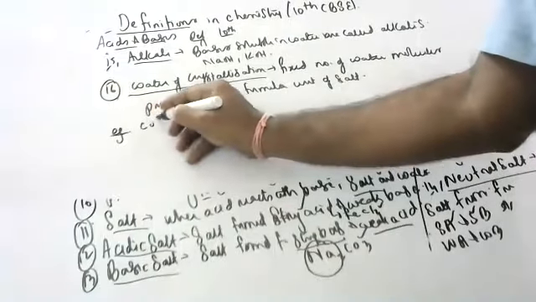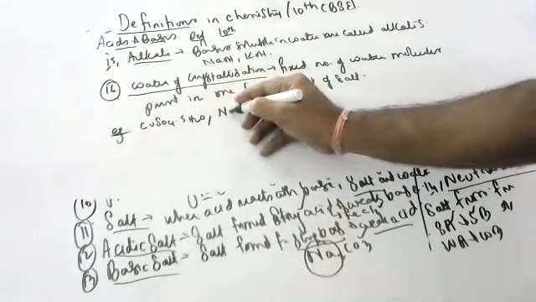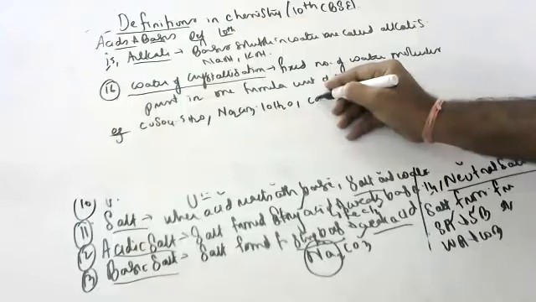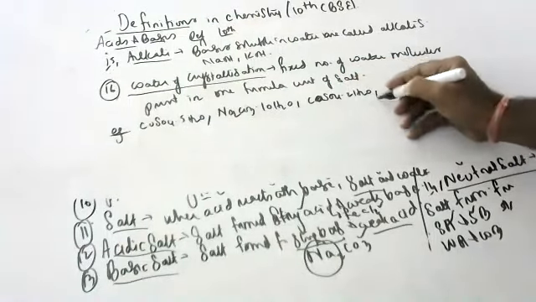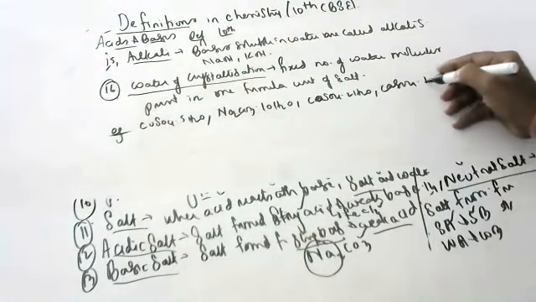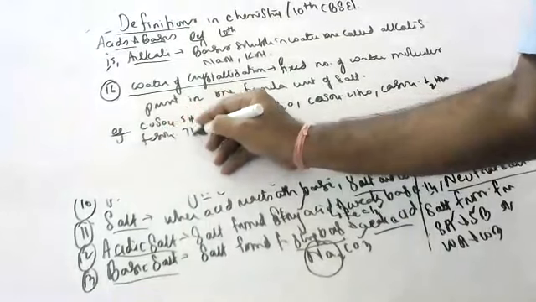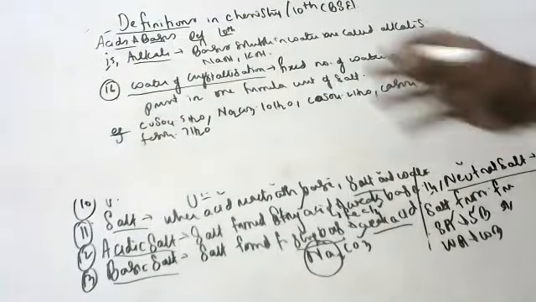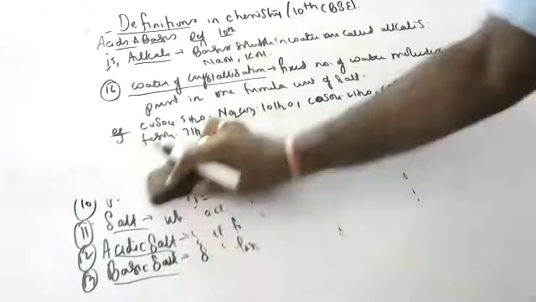Some of the famous examples: copper sulfate, CuSO4·5H2O; Na2CO3·10H2O; CaSO4·2H2O; CaSO4·1/2H2O; FeSO4·7H2O. So children, write one below each. Don't write side by side because of space constraint, I am writing like that. So this is water of crystallization, children.